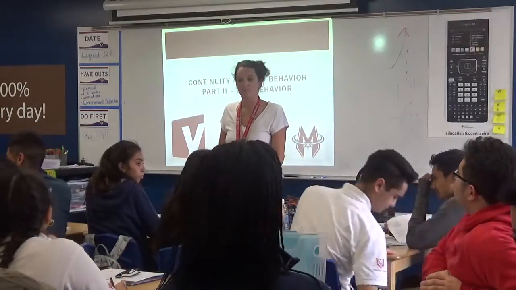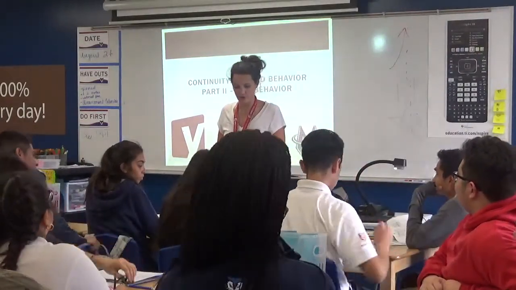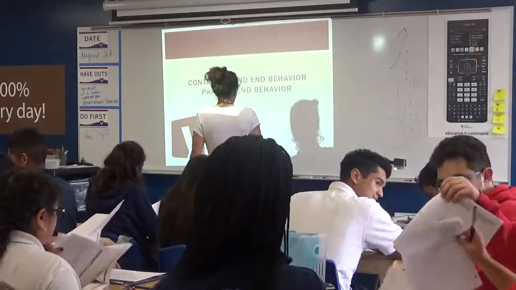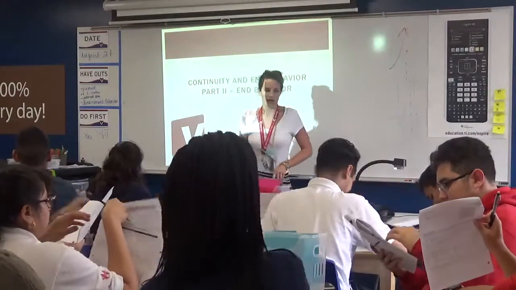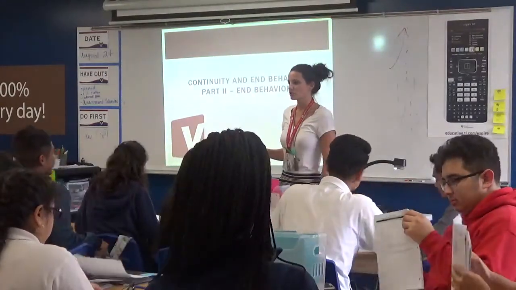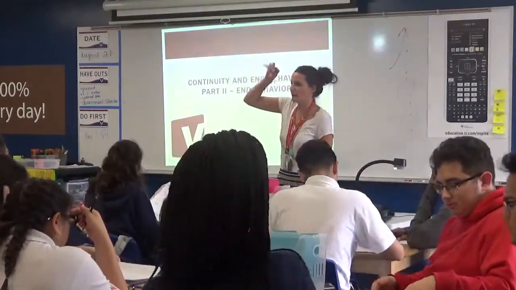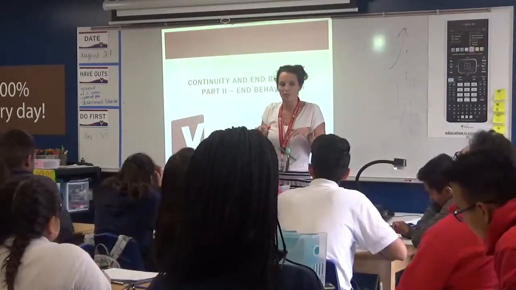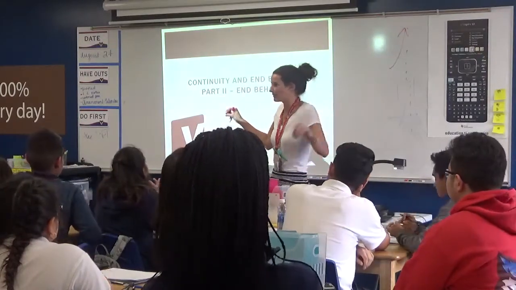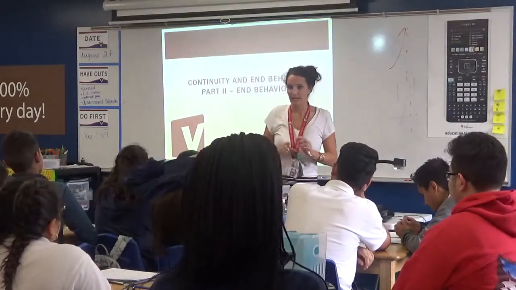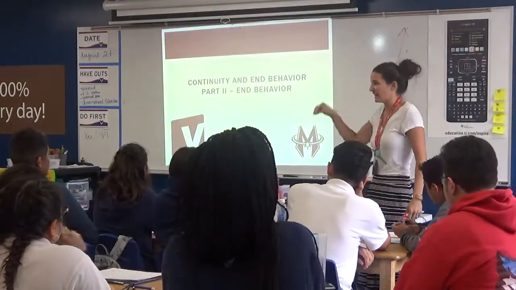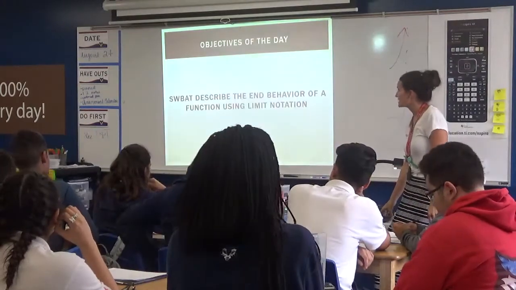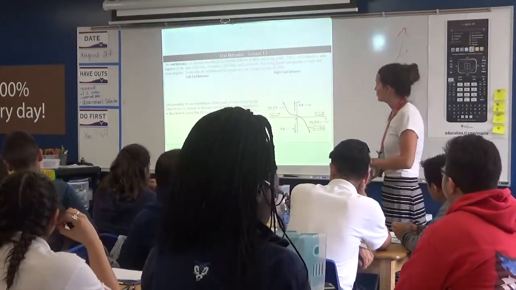So, we are now going to flip over to your notes to page 26, I believe, is the beginning of this lesson. Today we're going to talk not just about what happens between, like we kind of did yesterday with continuity, but about the ends of our graph, something called end behavior. So literally how the end of your graph behaves. And we're going to learn how to describe that and a little bit of new notation.